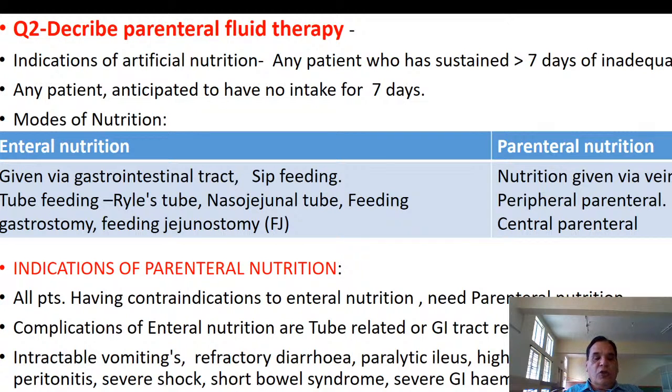Indications are all the patients having contraindications to enteral nutrition. That means those who are unable to take enteral nutrition will need parenteral nutrition. In case of complications of enteral nutrition, if the patient has intractable vomiting, refractory diarrhea, high output physiology is the major indication, diffuse peritonitis and GI malabsorption. Similarly, severe burns and terminal malignancies. And whenever you need access for more than 7 days, we have to think of parenteral nutrition.